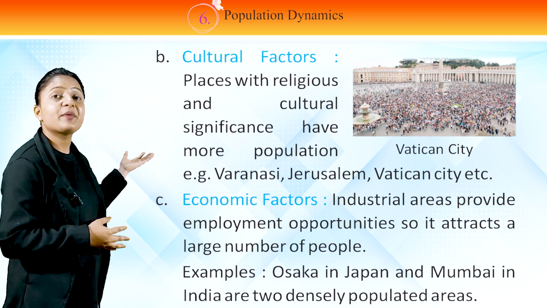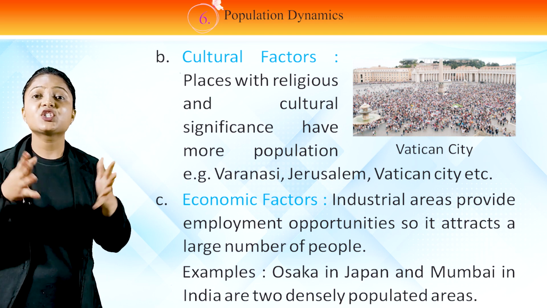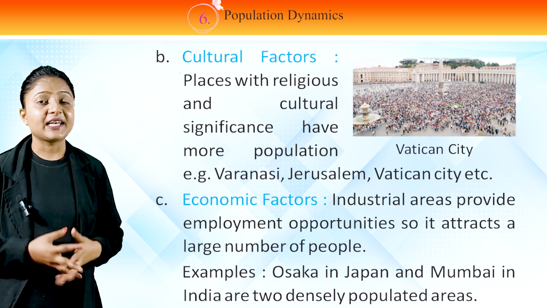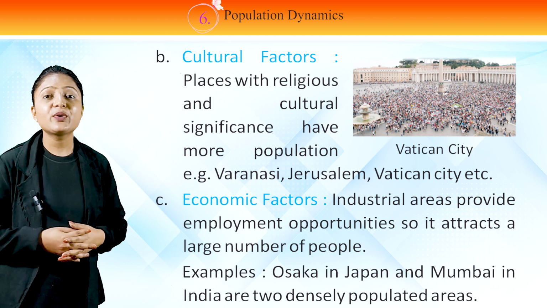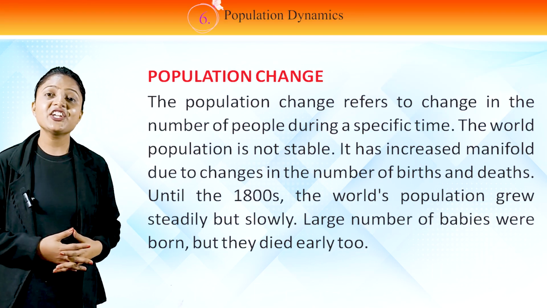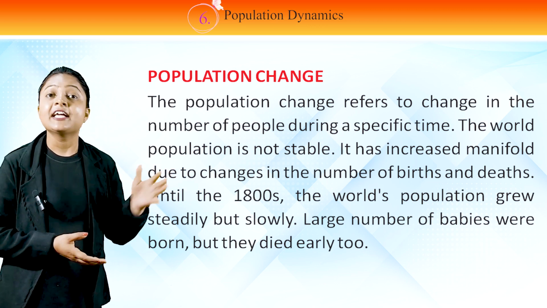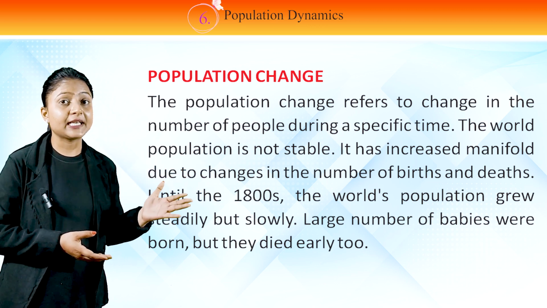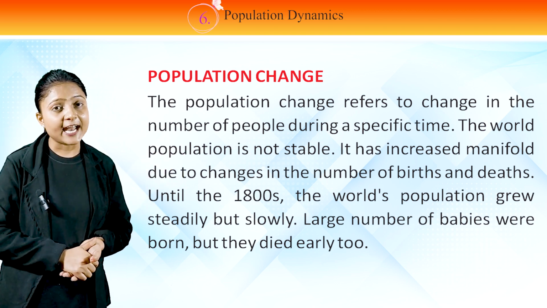C. Economic factors. Industrial areas provide employment opportunities, so it attracts a large number of people. Examples, Osaka in Japan and Mumbai in India are two densely populated areas. Population change. The population change refers to change in the number of people during a specific time. The world population is not stable. It has increased many-fold due to changes in the number of births and deaths.